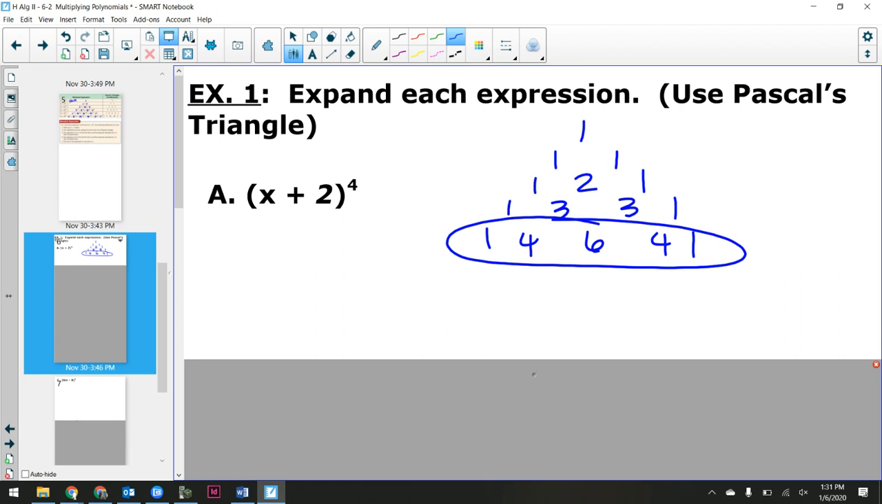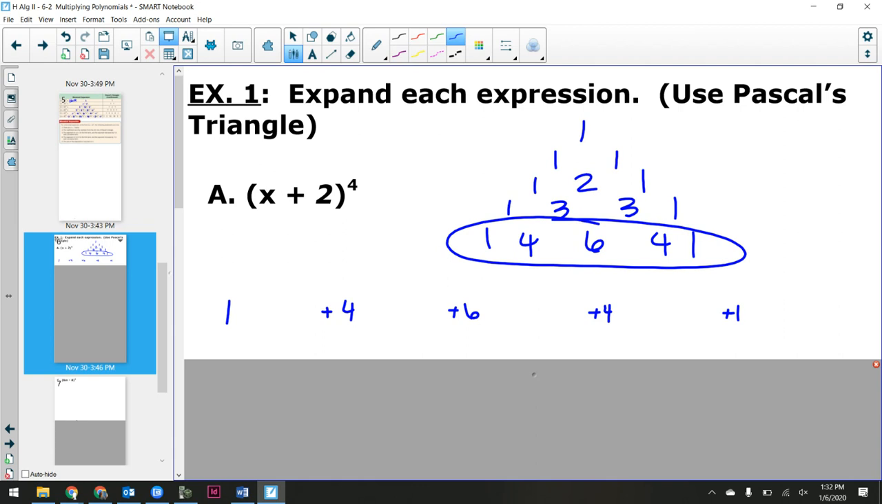We need those numbers. That's row 4 of Pascal's triangle. So here's what you do. You list out your coefficients: 1, 4, 6, 4, 1. I leave a lot of space. We can condense it in the end in a second.